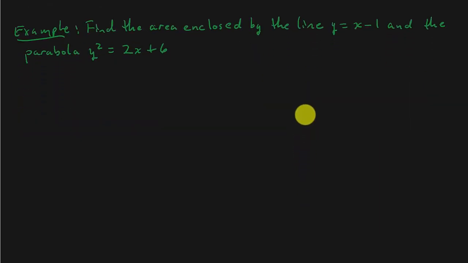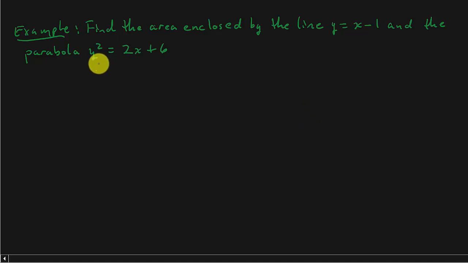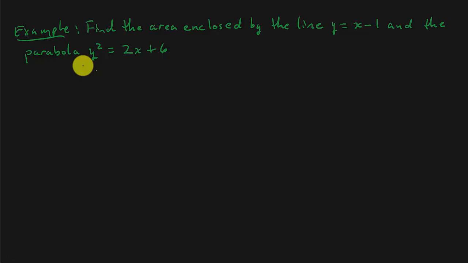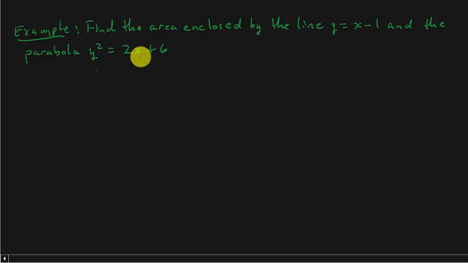All right, so find the area enclosed by the line y equals x minus 1 and the parabola y squared equals 2x plus 6. All right, so how do we go about doing that one? Well, notice in this one, the y term is squared, and it's a positive in front of the y squared. So that means that it's going to open to the right.